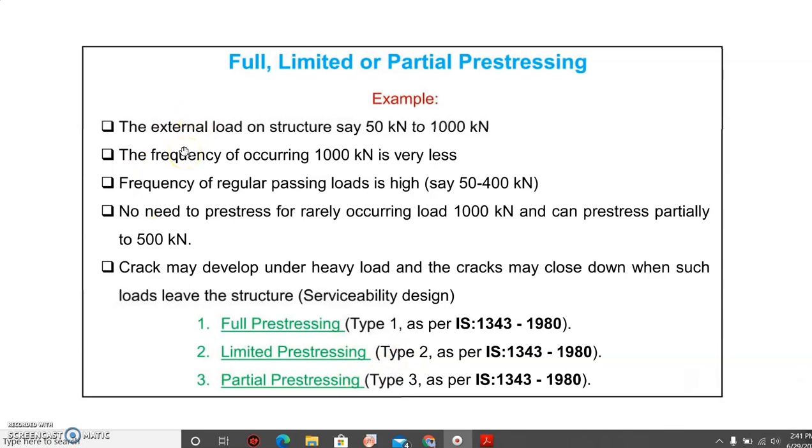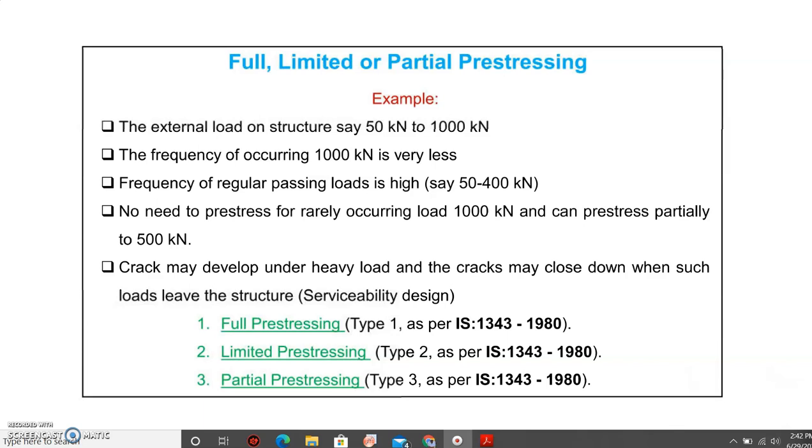For example, the external load on a structure may be 50 kilonewton to 1000 kilonewton, which means the structure may be subjected to up to 1000 kilonewton. But the frequency of occurrence of 1000 kilonewton is very low. That 1000 kilonewton occurs very rarely. It will come only occasionally over the structure.